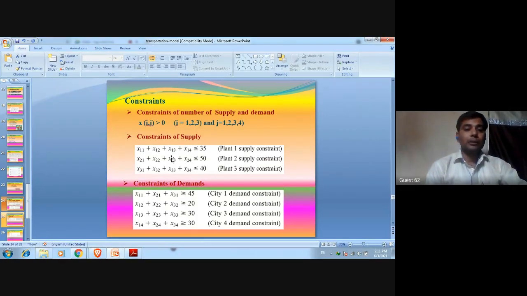Okay, so this is similar to the subject to constraints that we have also studied in the simplex method.